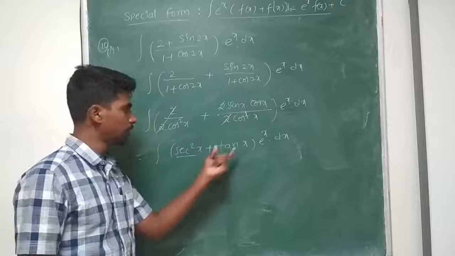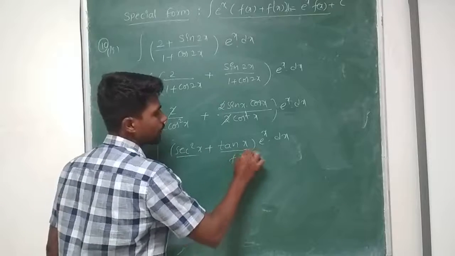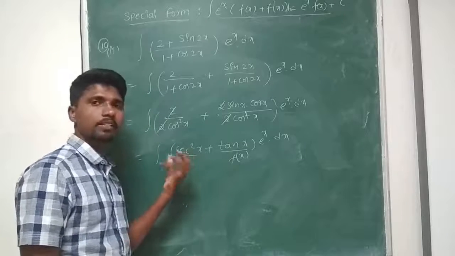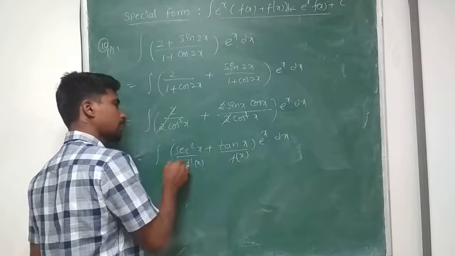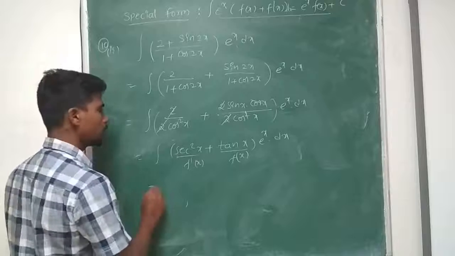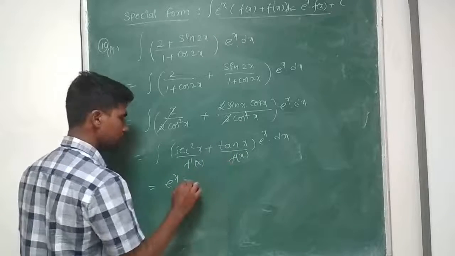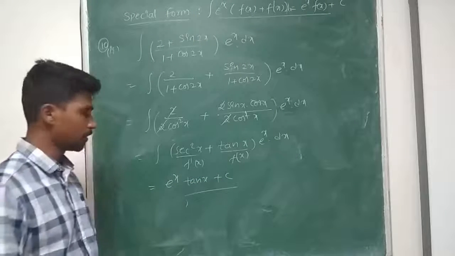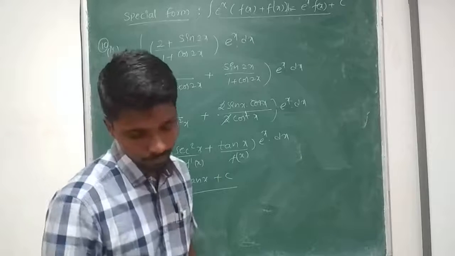I don't have that term here, so I cannot take this one as f of x. I can consider tan x as f of x, so secant square x acts as f dash of x. So f of x is tan x, f dash of x is secant square x, e power x dx. So my answer is e power x into f of x, which is tan x, plus a constant c. So e power x into tan x plus a constant c is our answer.